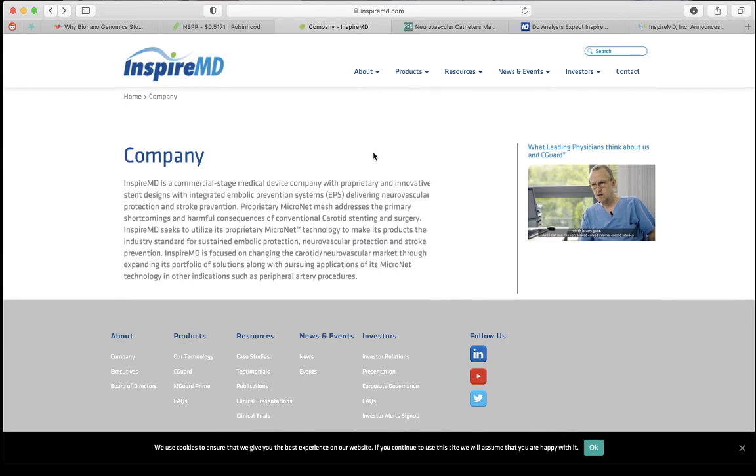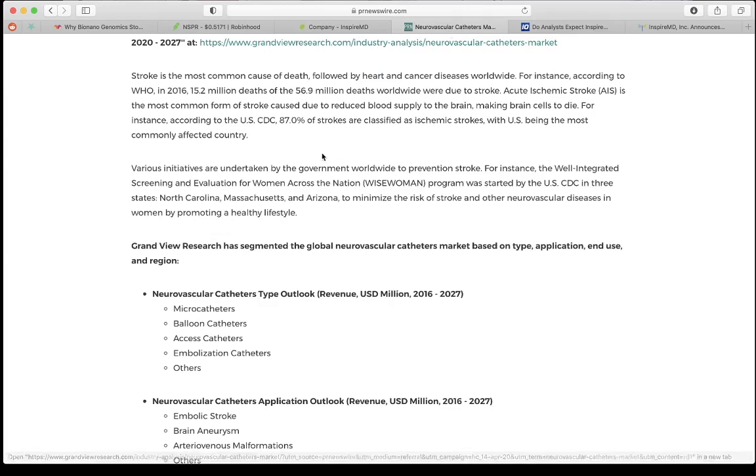How big is this neurovascular and stroke prevention market? I saw that a stroke is the most common cause of death, followed by heart disease and cancer, worldwide. For instance, according to the WHO, in 2006, 15.2 million of the 56.9 million deaths worldwide were due to stroke. So this is something they can innovate on very well, if InspireMD come up with some kind of device, or excel in some study that can help people not die from strokes.